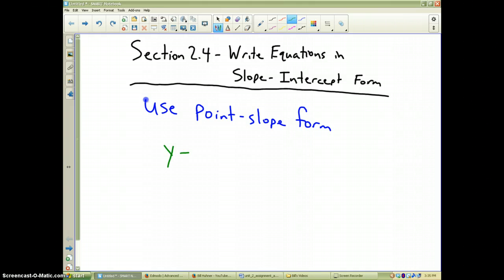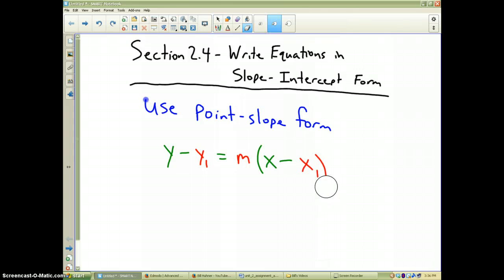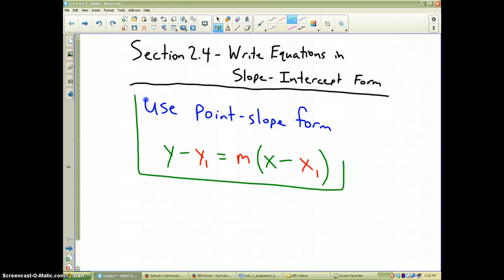It's the y value minus the y coordinate of the point we know, which is going to be equal to the slope m times parenthesis x minus the x coordinate of the point that we know. Maybe I should write that with a green parenthesis at the end. There's your point slope formula. The red numbers are the numbers we need to fill in.